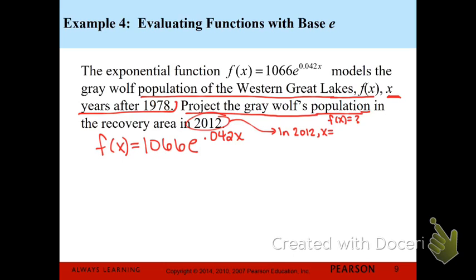Well, how would we find that? Because x represents what again? The years. The years after 1978. So how many years after 1978 is 2012? How'd you get that? You subtract them. Good. So 2012 minus 1978, and you're right, it is 34. So we're just going to plug in x is 34.